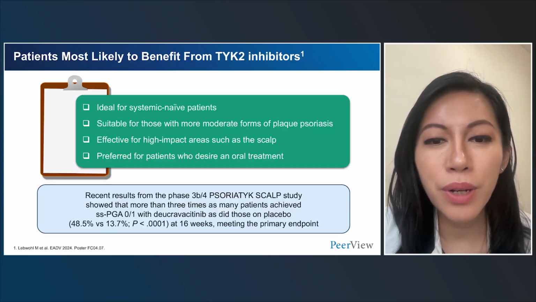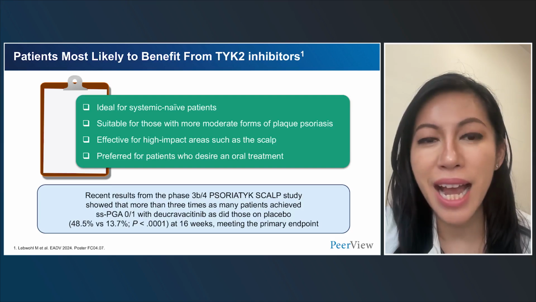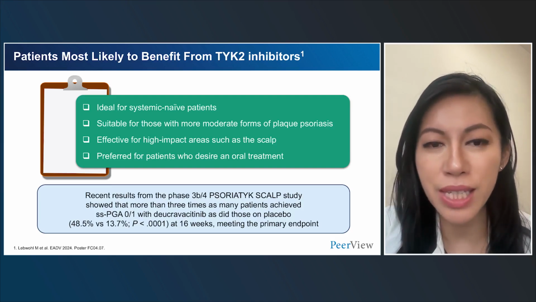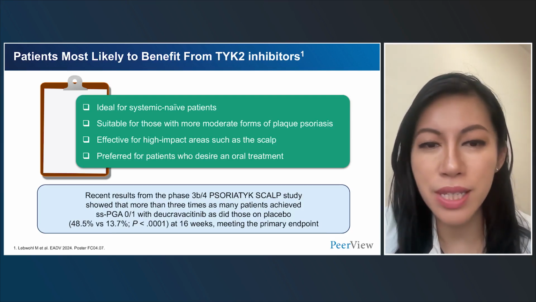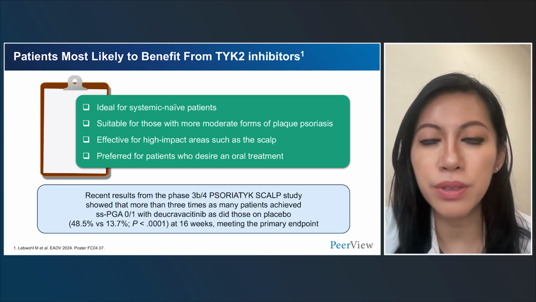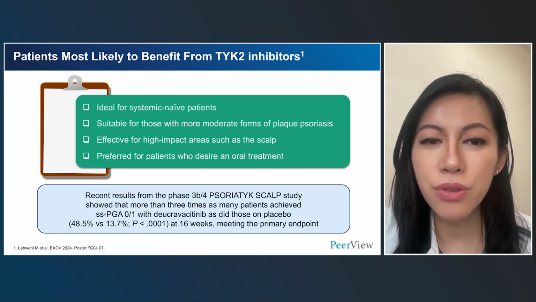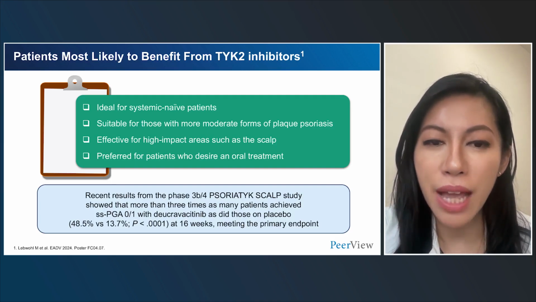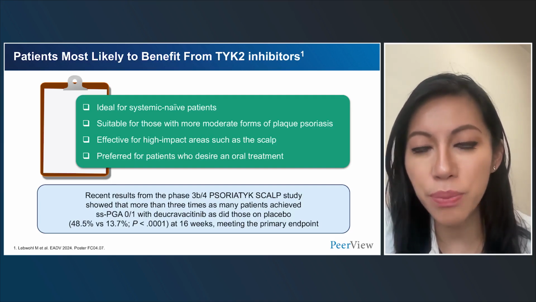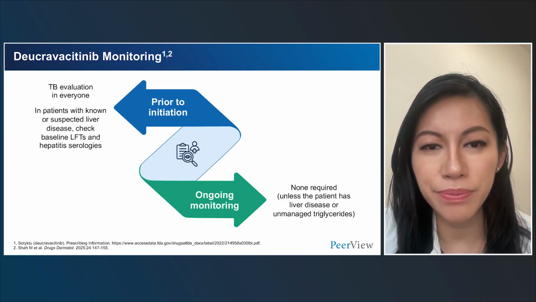Okay. So this is my thoughts on the use of TYK2 inhibitors, especially deucravacitinib at this current time. I think it is ideal for systemic naive patients. So for our patients who would qualify for systemic therapy, who haven't started on the systemic therapy, who are tired of topical therapy cycling, deucravacitinib can be very helpful. I think deucravacitinib's sweet spot is for those with a bit more moderate forms of plaque psoriasis rather than the very severe end. We saw the efficacy for high impact areas such as the scalp. And of course, deucravacitinib would be a great option for those who would desire an oral option.